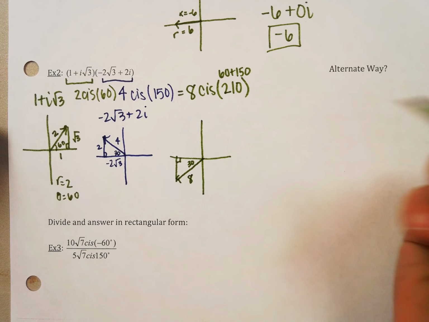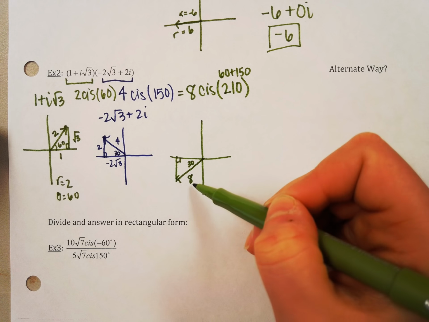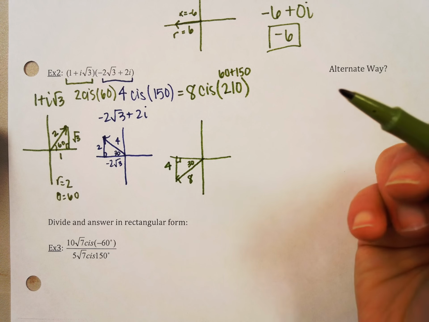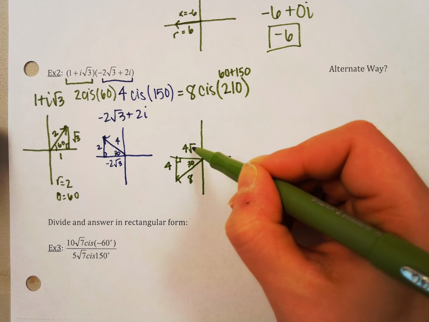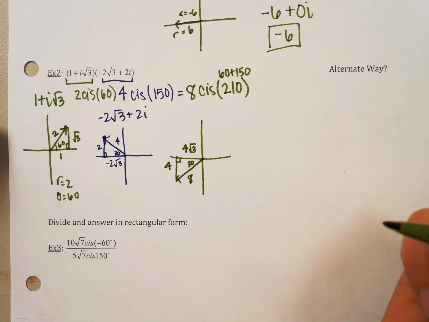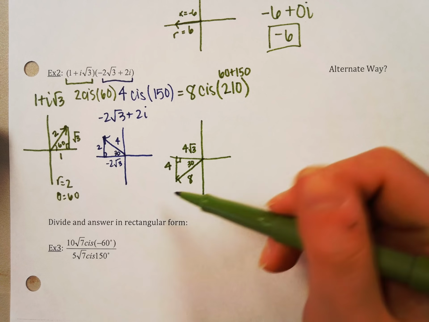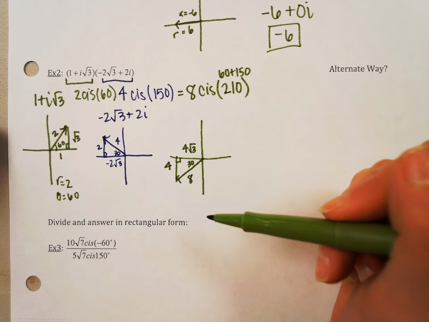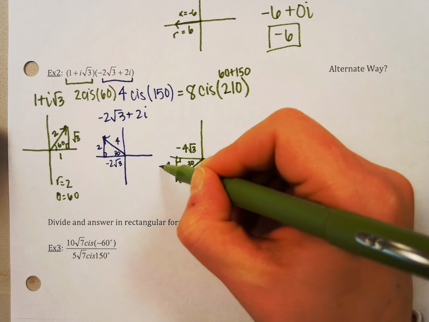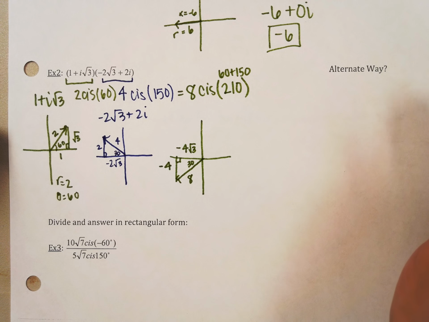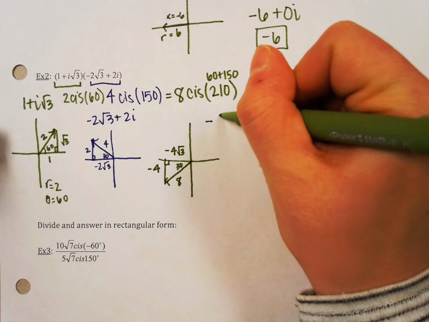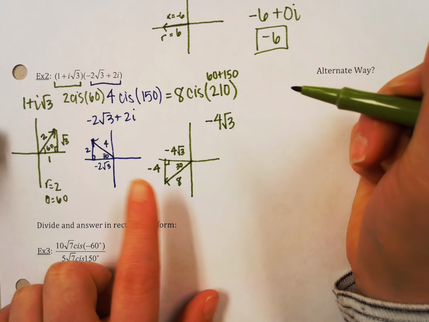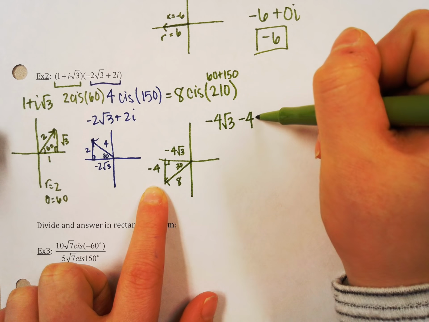Our R value is 8. Across from 30 is half my hypotenuse, so that should be 4. And then across from my 60-degree angle would be times root 3, so 4 times root 3. And the last thing that you want to double check after you've come up with this 30, 60, 90 relationship is make sure that you're in the right quadrant. So both these things should be negative for our x values and our y values, our real and our imaginary component. So our real component is the x value, which is negative 4 root 3, and our imaginary component is negative 4, and we tack on the i.